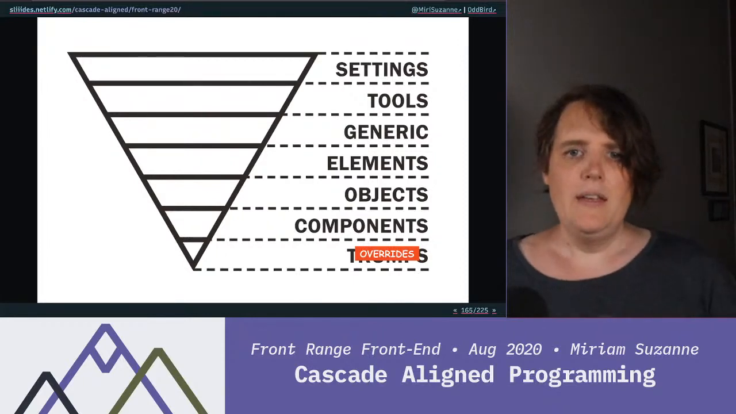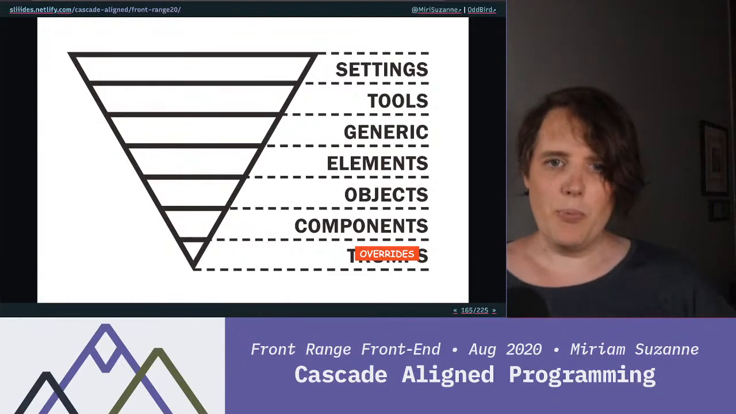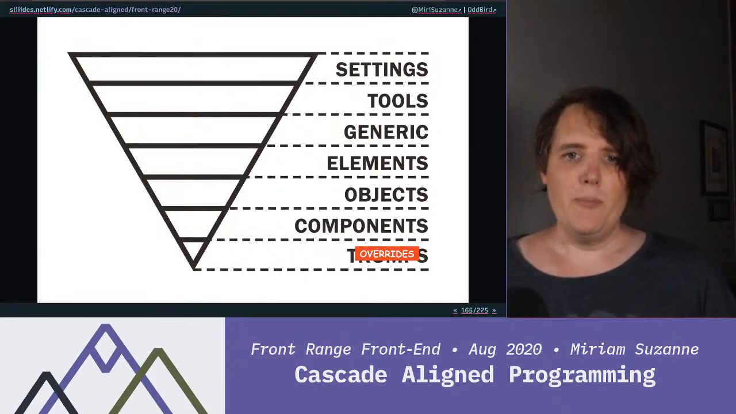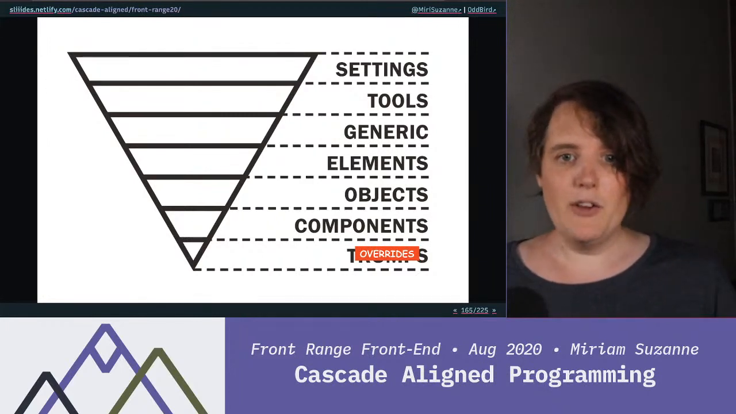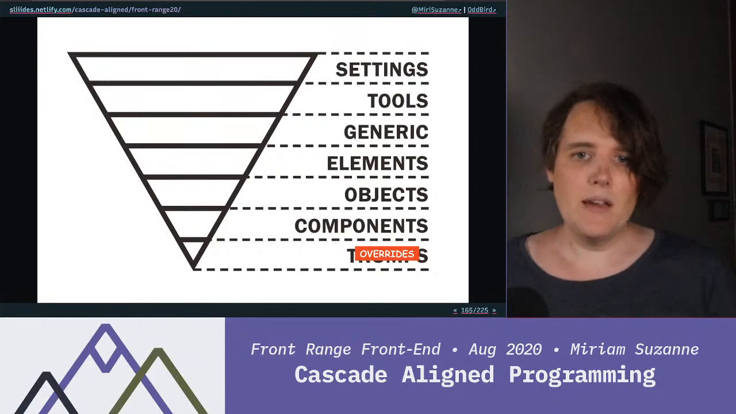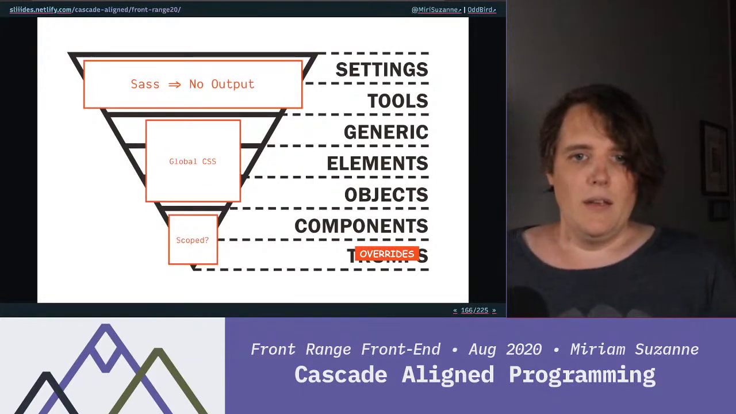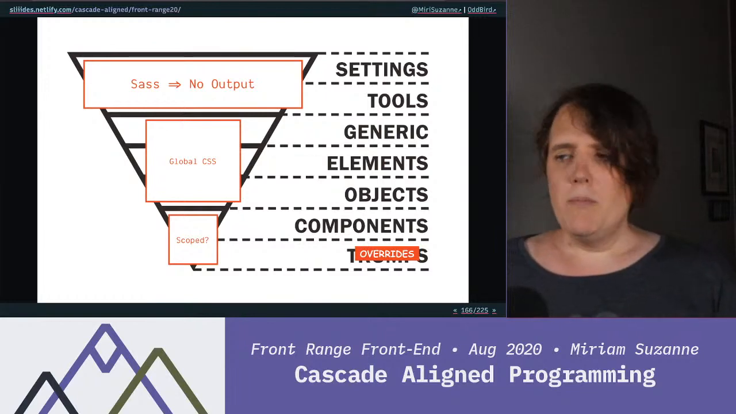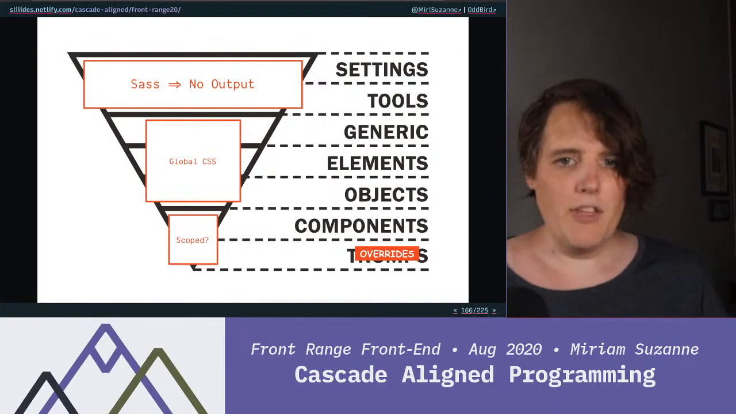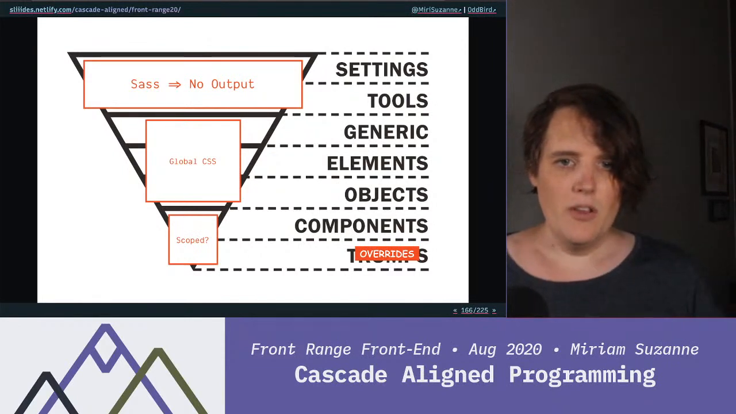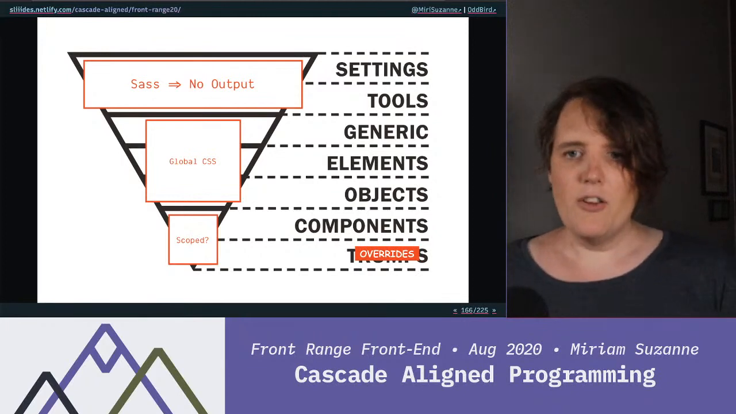And then generic is where we'll start to have actual CSS output, styling generic tags. And then elements, we could call those atoms. Objects, we could call those molecules. It's the same idea, building up specificity. We'll talk about scoped styles a little bit later, but I tend to think of them as existing very much at those. We want to use them sparingly and for very specific use cases.